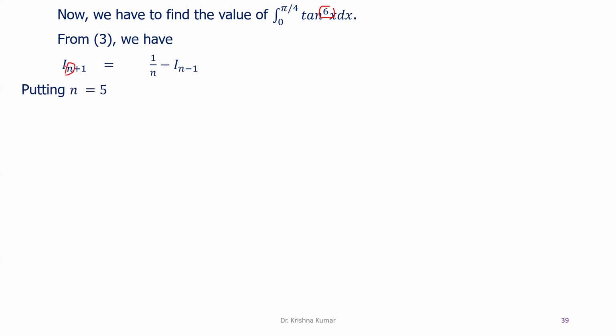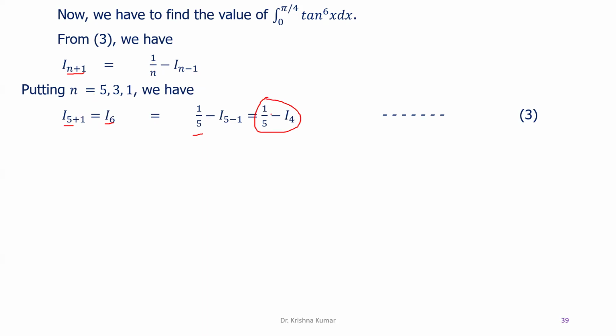So putting n equal to 5, 3 and 1, let us first put n equal to 5. It will become I_{5+1}, which is I6, equal to 1 upon 5 minus I_{5-1}, which is I4. So the value of I6 is 1 upon 5 minus I4. But again, I4 is unknown. So let us try to put n equal to 3 in this same equation. So we have I_{3+1}, which is I4, equal to 1 upon 3 minus I_{3-1}, and I_{3-1} is nothing but I2.